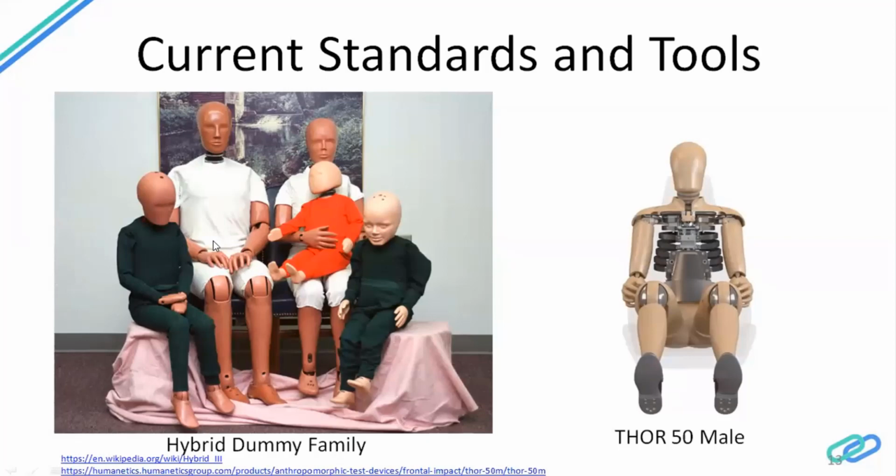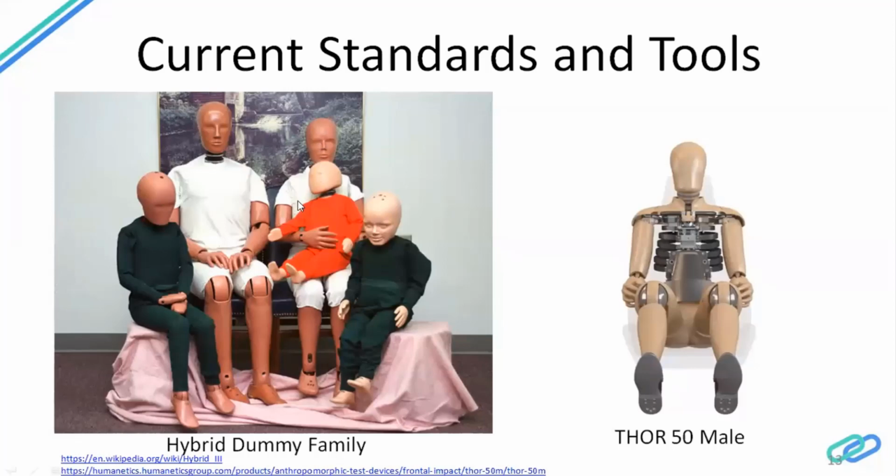When it comes to male, they always talk about the 50th percentile male, the maximum population. It is represented by the 50th percentile average. When it comes to female, the smaller dummy here is called the Hybrid III fifth percentile. So you can imagine that the average female population is much smaller. That's how they come up with it.